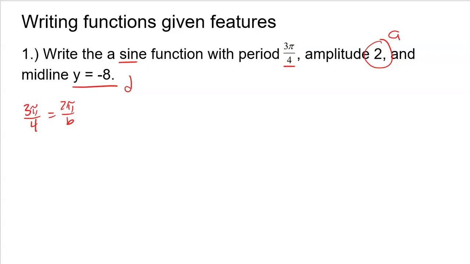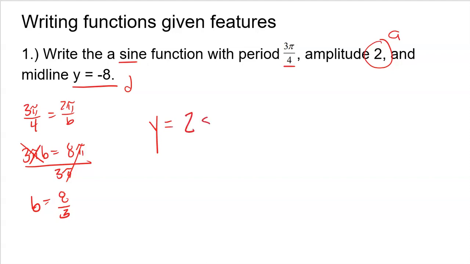One easy way to do this is to cross multiply. So we get 3 pi B equals 8 pi. Then I've got to divide everything by 3 pi to get rid of this, and I get 8 thirds. The pi's cancel. I just get 8 thirds. Interesting. Weird, but it is what it is. So y equals 2, there's my amplitude, sine of 8 thirds x, and minus 8, there is my midline.